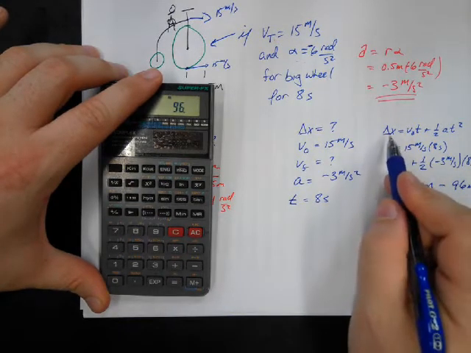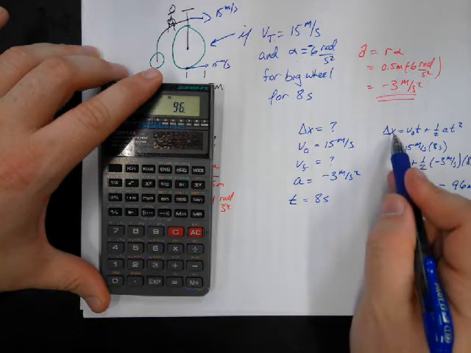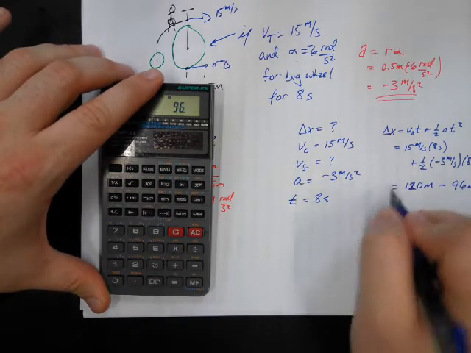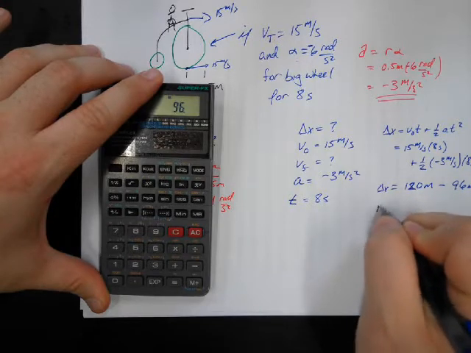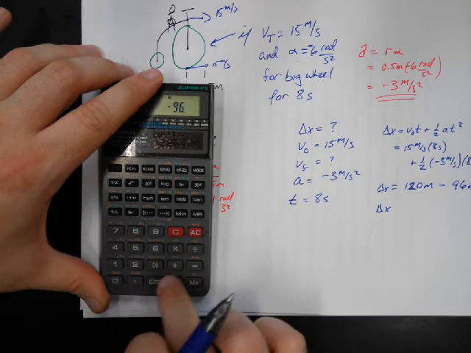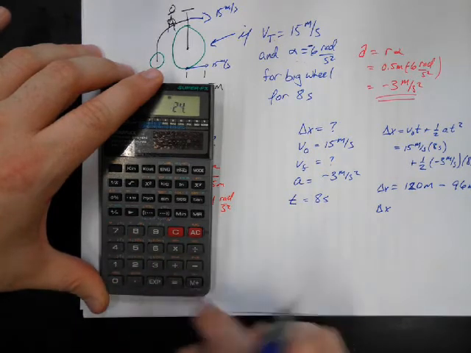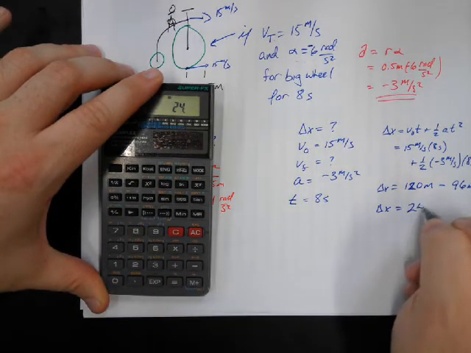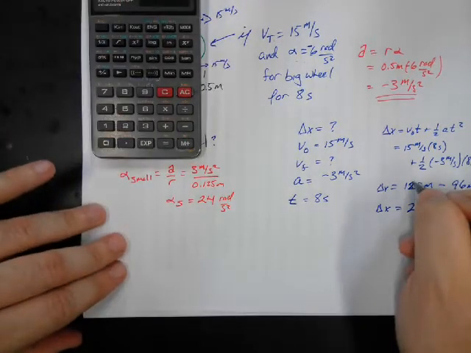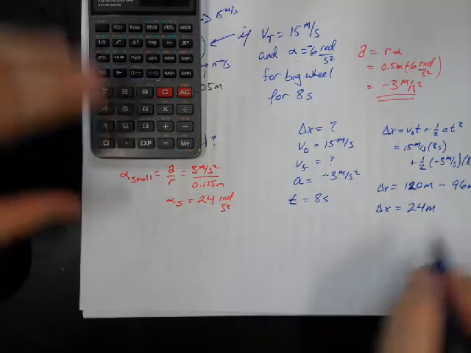So the total distance the wheel will end up turning, the total displacement, is going to be 24 meters. So this is 120 there, minus 96 is 24.